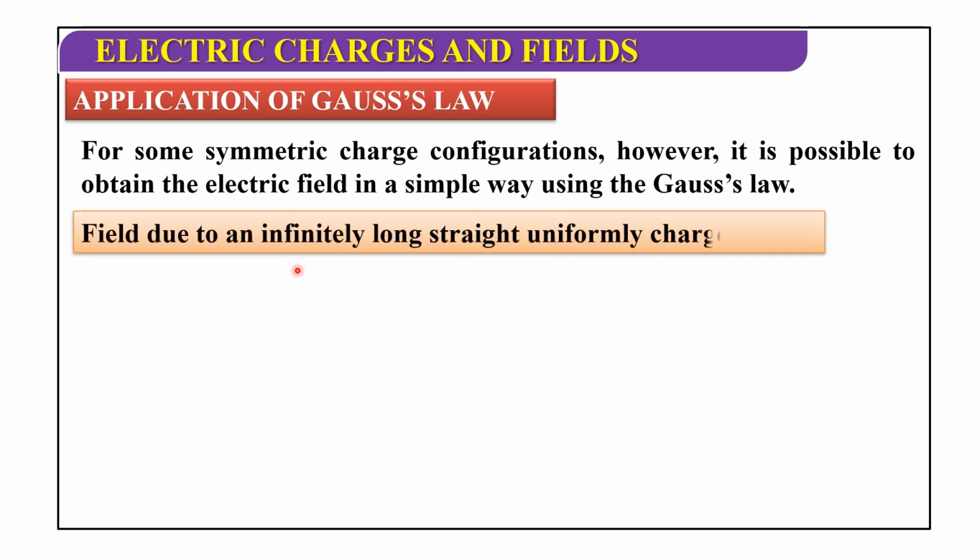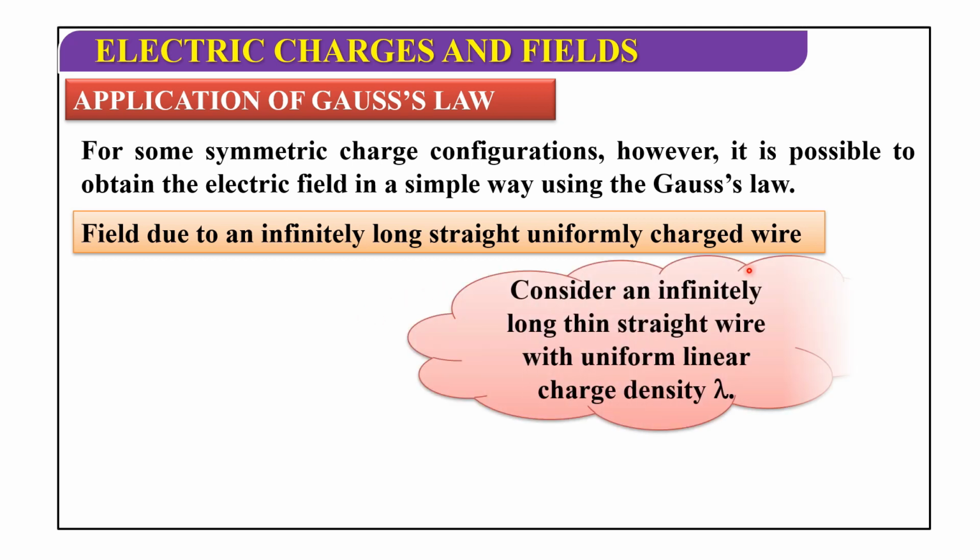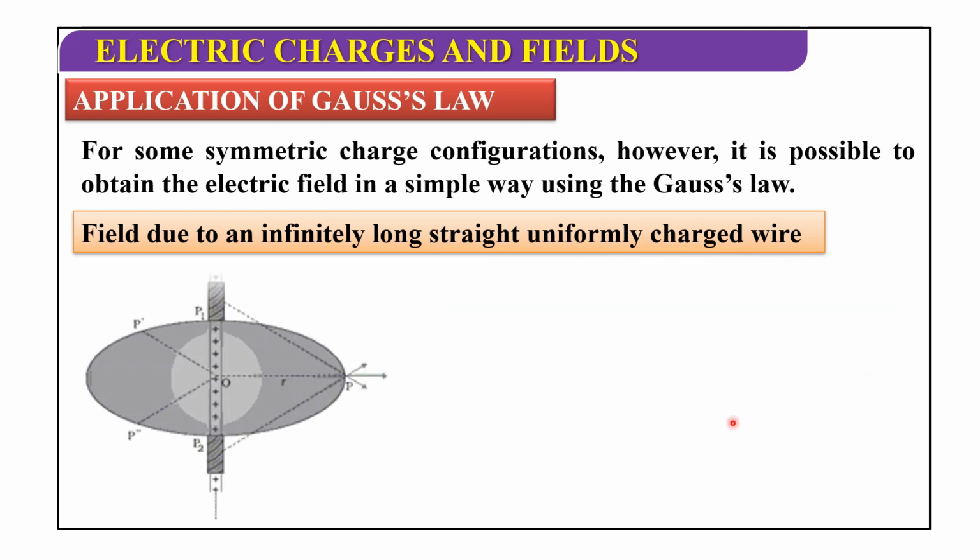Field due to an infinitely long straight uniformly charged wire. Here we are taking a long straight uniformly charged wire. So consider an infinitely long thin straight wire with a uniform linear charge density lambda. Here this is the long straight uniformly charged wire.